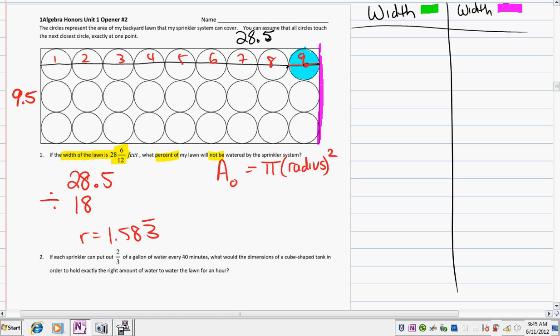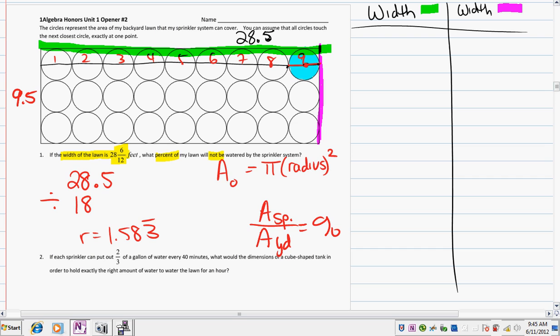So now I can find the area of the yard. If I can find the area of the yard, and I can find the area of the sprinkler coverage, I just take area of sprinklers divided by area of total yard, and that will tell me my percent coverage. Now, I want to know the percent not covered, so I'd have to subtract that number from 100. Alright, so let's do it. I'm sorry, I erased this. This is a critical point, so that was my width.